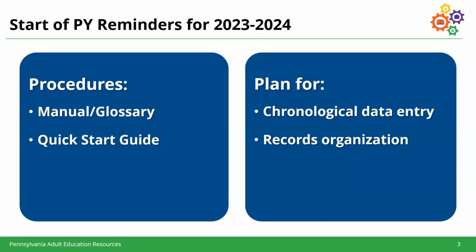If you don't have access, or if you're just getting it now, you can still spend some time planning. That's what the plan reminder on the slide is for: plan for organizing your records and plan to enter those records chronologically. That's going to help you tremendously. eData is designed as a data system to accept data entry in chronological order.